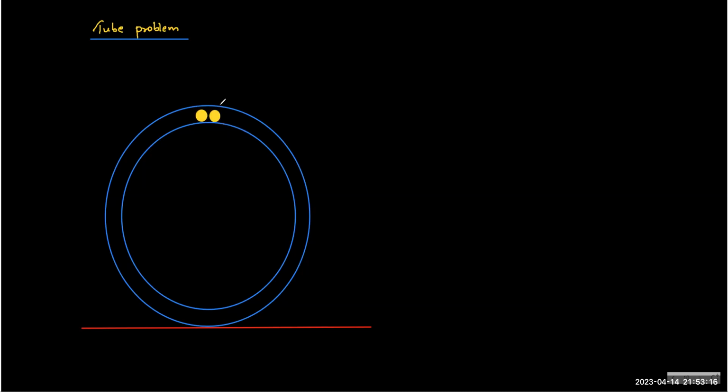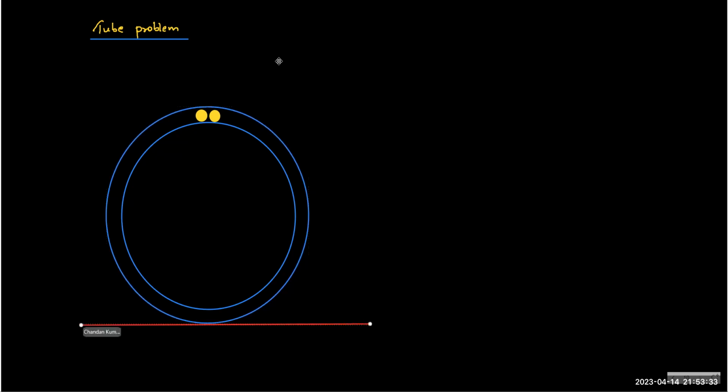And both are released simultaneously from the topmost point. What you need to realize is that this ring is slightly bigger than the ball size, so that the ball can easily move around without touching the other surface of the ring. Actually, it is a tube.